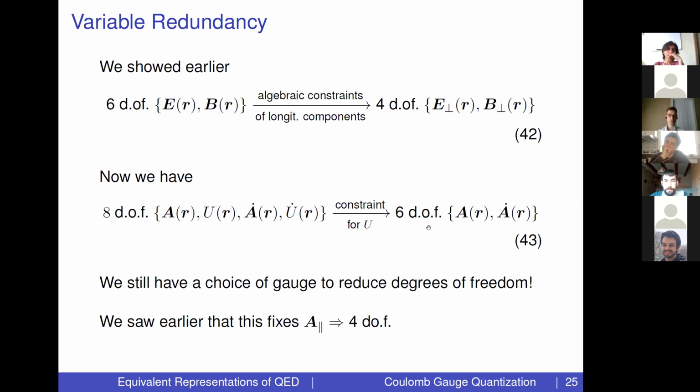What we also know is that we still have a choice of gauge to do in order to reduce degrees of freedom even further. And for that, we saw that in particular, a gauge choice fixes the longitudinal component of the vector potential. And if we do so, we end up with just 4 degrees of freedom. And so in particular, in the Coulomb gauge quantization, we end up with the lowest possible number of degrees of freedom. Therefore, it is a very simple representation to quantize.